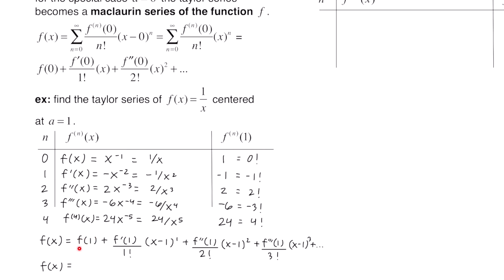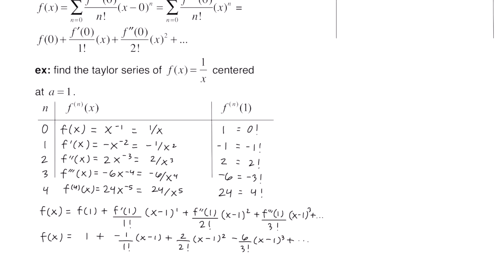So remember, f of 1 is going to be 1, f prime of 1, that's right here, and f double prime of 1, again, that's right here. F triple prime of 1, we can find that right here. And again, you're probably noticing that these coefficients are all going to cancel out and just become the value 1. So we end up getting that f of x equals 1 minus x minus 1 plus x minus 1 squared minus x minus 1 cubed, and so on.